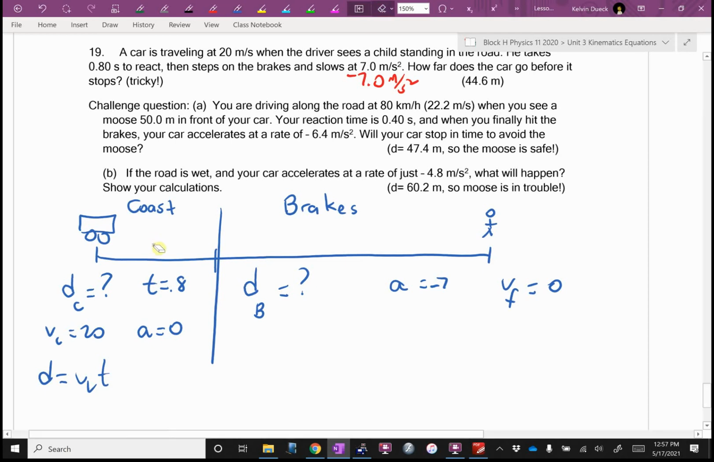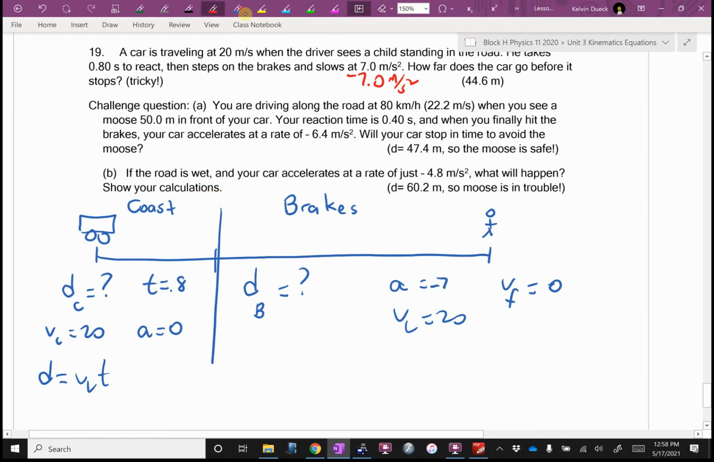So, while we're coasting, have we sped up? Have we slowed down? No. So can't I also say, right when I start hitting the brakes, you were looking down. Got to look up. Stay with me. Right when I hit the brakes, I think I can safely say that VI is still 20. Because it was 20 right here. I think it's 20 for that whole section. And now I can find D while braking.